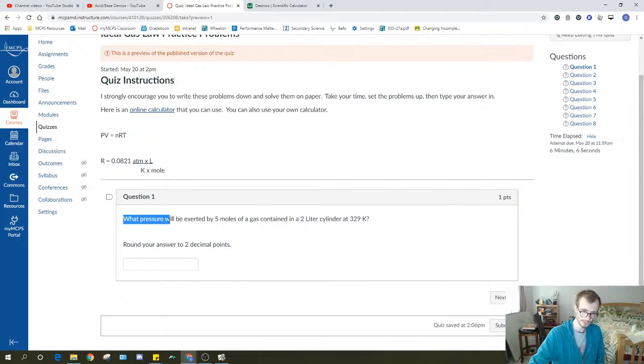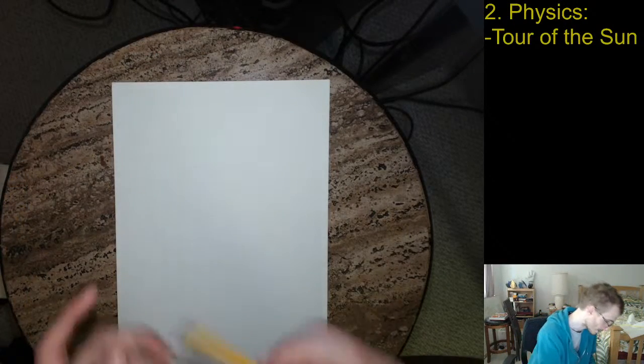It says, what pressure will be exerted? So before I go any further, I know what variable I'm solving for. It's going to be P. So what pressure will be exerted by 5 moles of gas contained in a 2-liter cylinder at 329 K? Those are all the pieces of information that I highlighted. So let's cut over to this and write down some of that information.